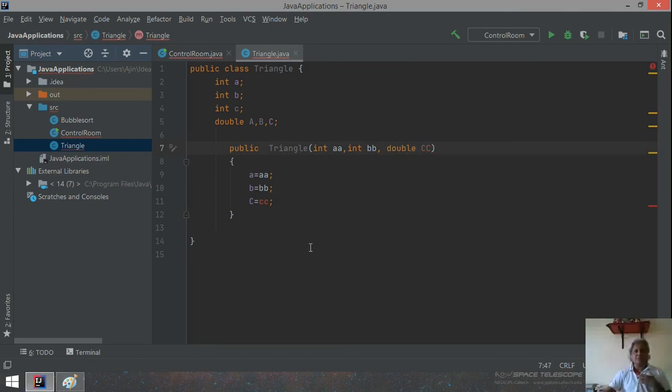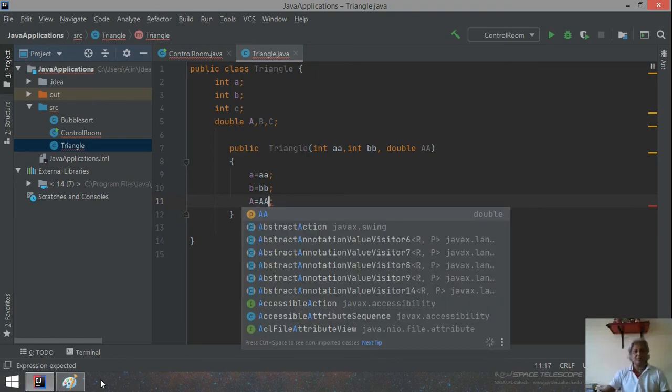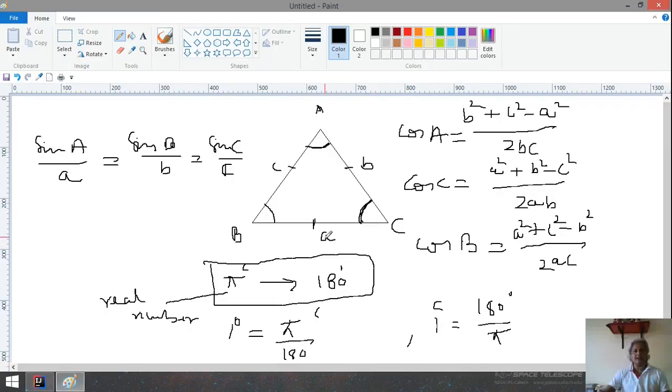Double. So I better make it as A because the order is important. So I'm just assuming in this case that the user is entering small a, small b and capital A. If I take this small c, then I can use the cosine rule, but I need to find this c. Then how can you find this one?